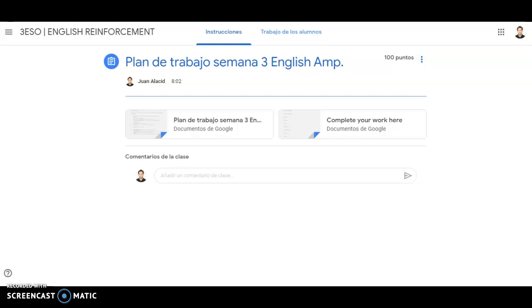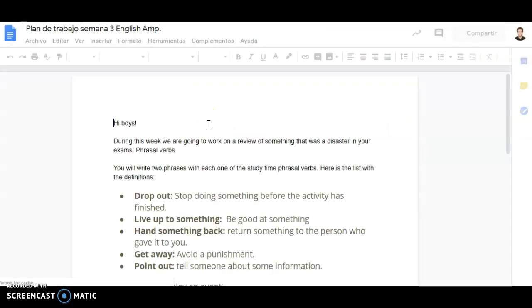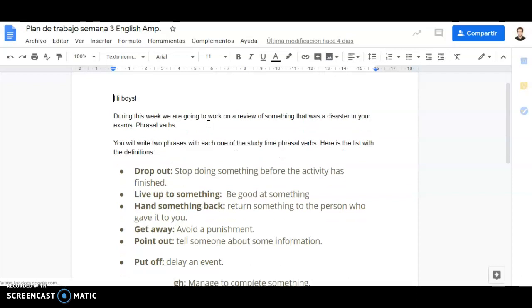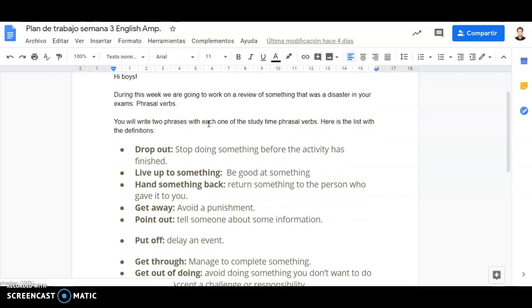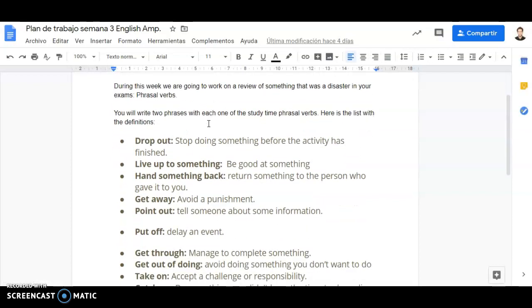So for this week, we have a really easy job. If you go to your main page of English AMP, the first thing you're gonna have is two documents over here, and the video that I'm recording is gonna be below. If you go to your weekly plan, you see what you have to do? We're gonna be working this week with the phrasal verbs related to study time.